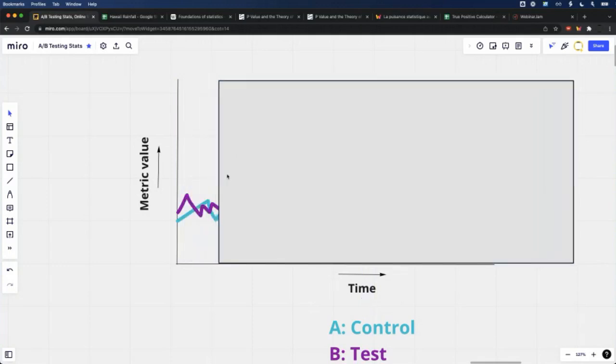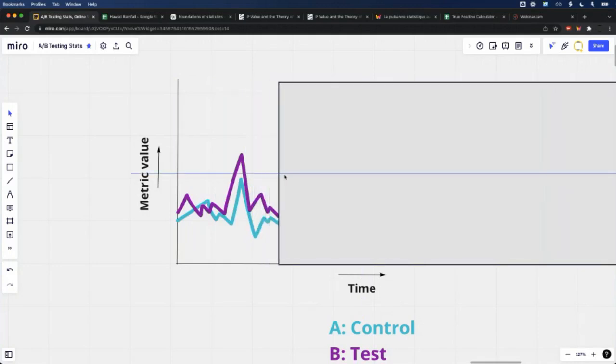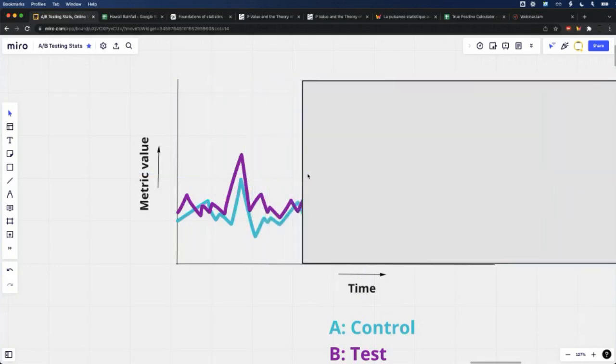As time goes on, the data is coming in, we are able to collect more and more, and we are able to see. Are you able to say definitely which one is the winner in this one? Most likely I would say the purple is the winner over the teal one, the control. So the test is the winner.